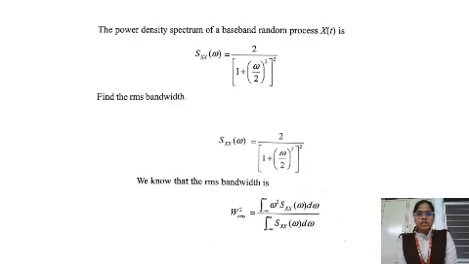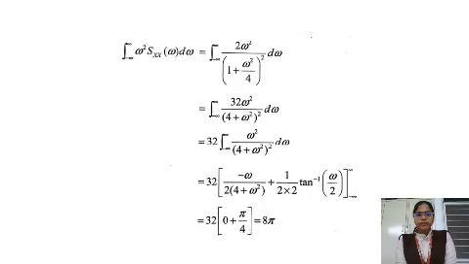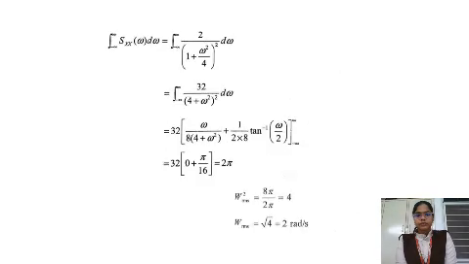The power density spectrum of a baseband random process x of t is Sxx of omega is equal to 2 by 1 plus omega by 2 whole squared, whole squared. Find the RMS bandwidth. We can find the RMS bandwidth by using this formula, and we can get the answer as 8 pi. We can do W squared of RMS is equal to 4. Then W of RMS is equal to 2 radians per second.